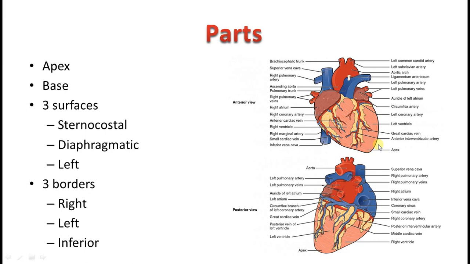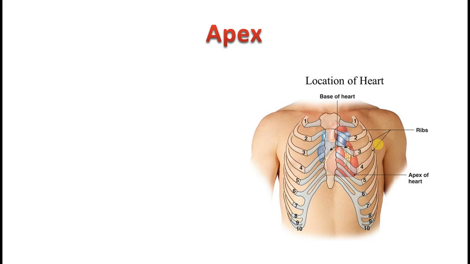Okay, so now let us try to discuss and understand each and every part of this surface and the borders one by one. So first is the apex. The apex is that part of the heart which is conical or pointed, and it is directed downwards, forwards and towards the left.